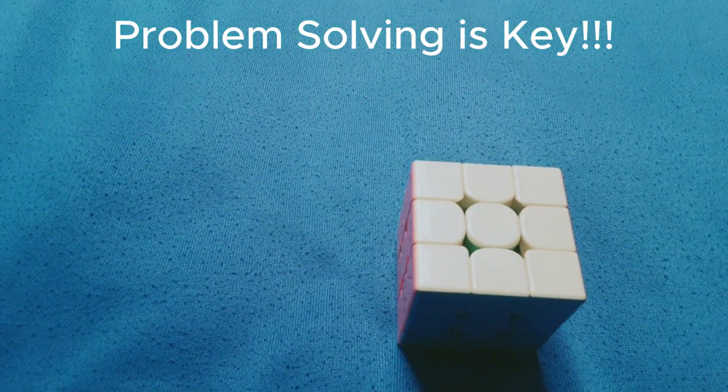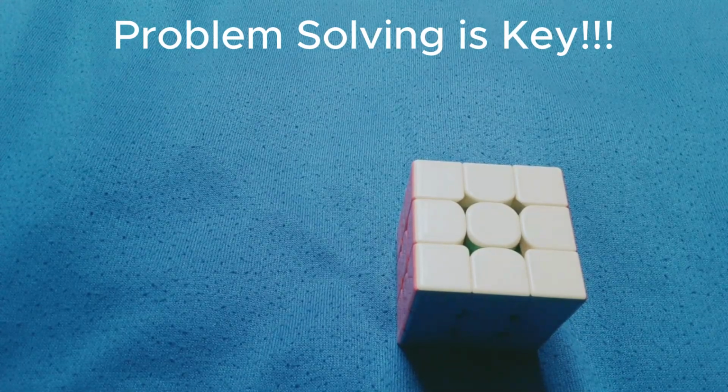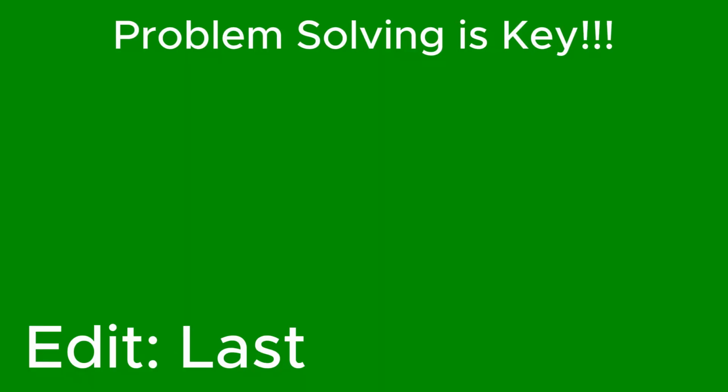So, using A-perms and U-perms, we can solve any case. First, let's go with this one. So, we're going to do an A-perm from anywhere. So, it doesn't matter which one. Alright, now we figure out which A-perm. Alright, it's this one. And we do the A-perm.